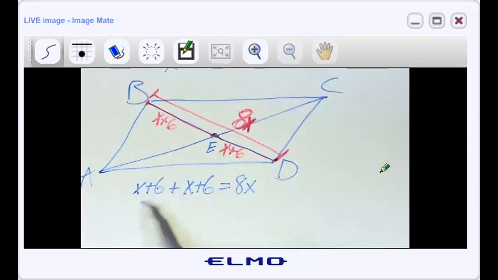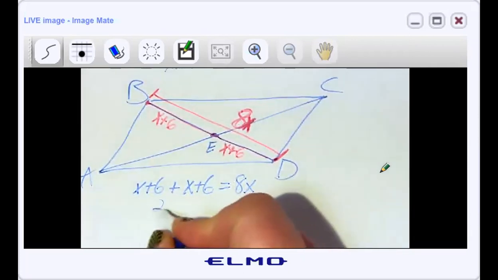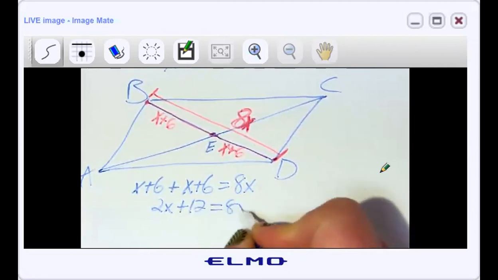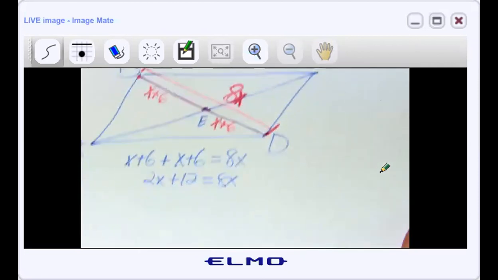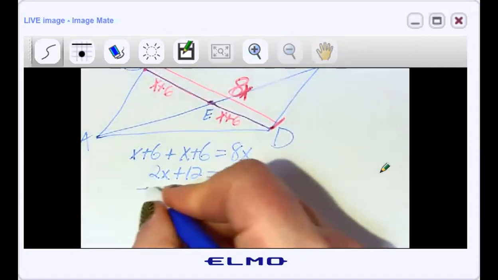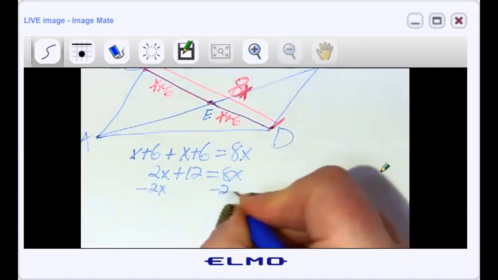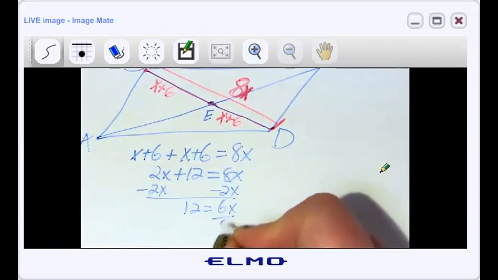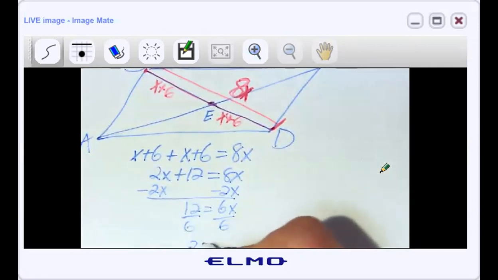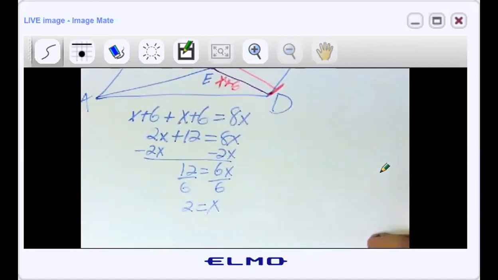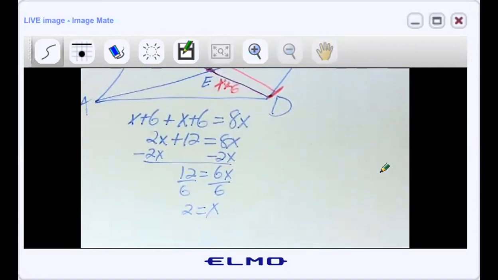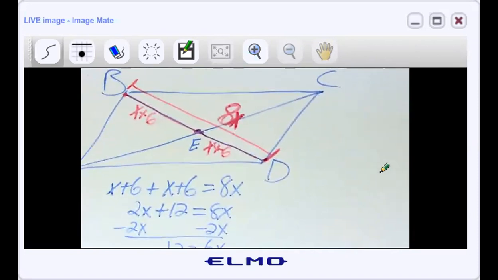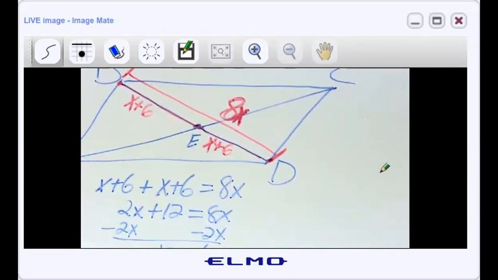So now I'm just going to solve it. x and x is 2x. 6 and 6 is 12. All right, so now I just want to get my x's together, so let's minus 2x to the other side, and I just divide by 6. So this time, yeah, I get 2. That's it. And what's so great about this is you can check it.